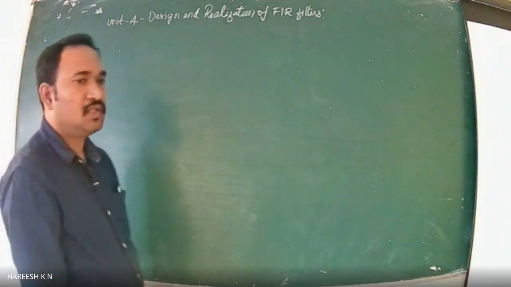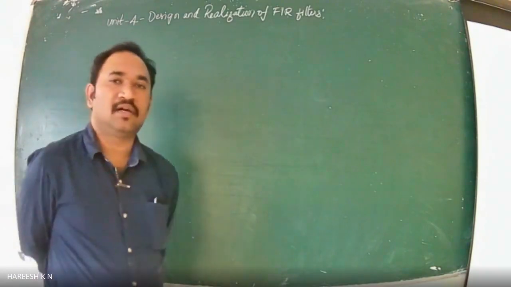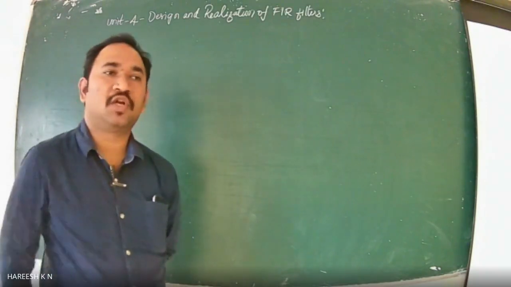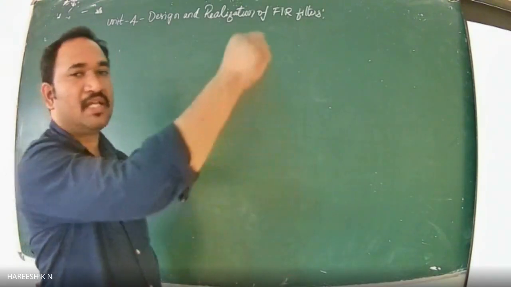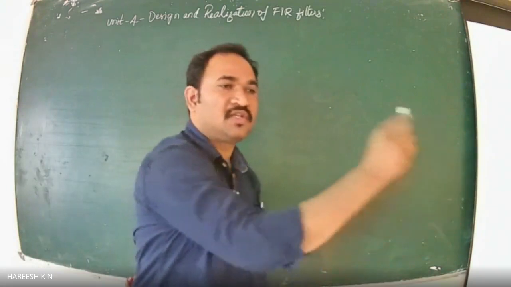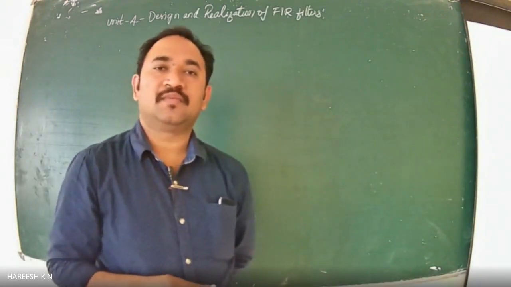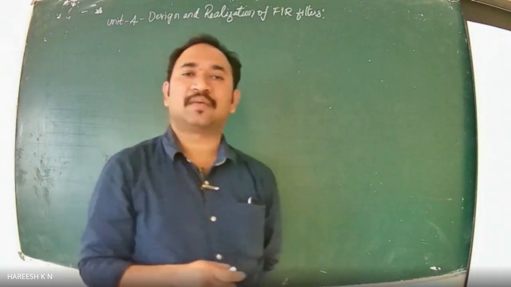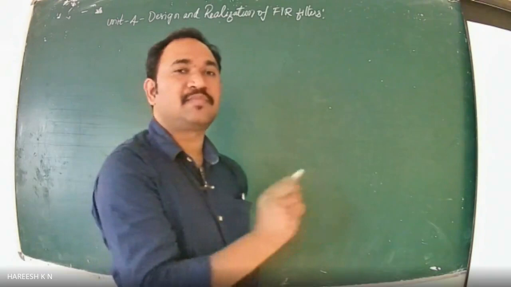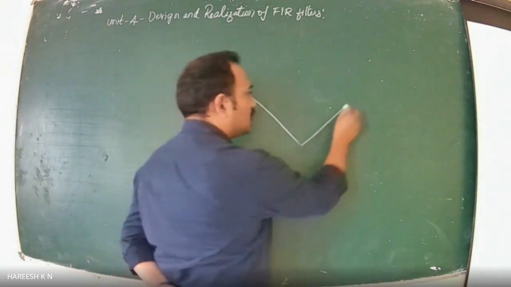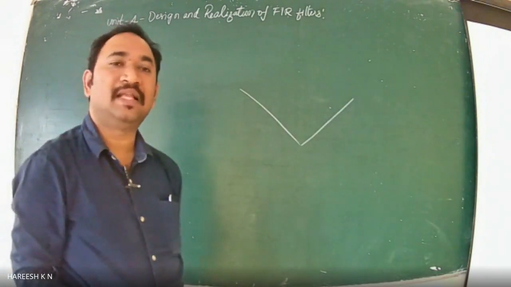The IIR filters that we saw had a nonlinear phase response. The phase response was not linear like this. There were some ripples and variations in the phase. But here in FIR filters, it is very much essential for some applications to maintain a linear phase response. Linear means it will be varying like this or this. Somehow, in one way or the other, the phase response has to be linear in nature.